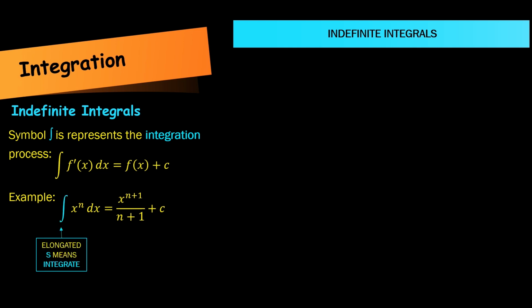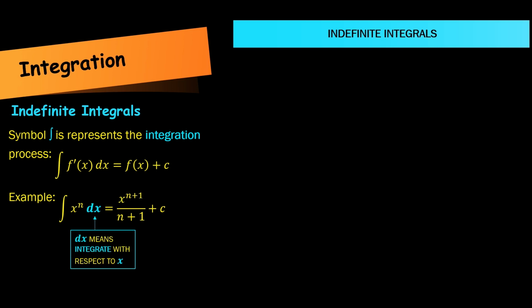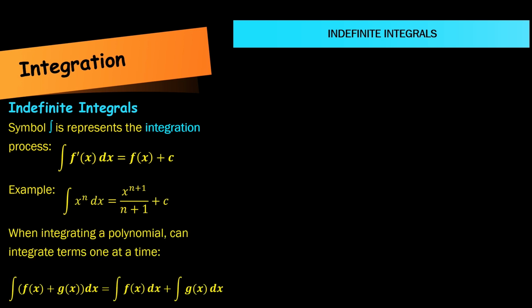So this elongated S means integrate. x to the n in this example is the expression which we need to integrate, and dx means integrate with respect to x. When integrating a polynomial, we can integrate terms one at a time. So the integral of f(x) plus g(x) dx equals the integral of f(x) dx plus the integral of g(x) dx.